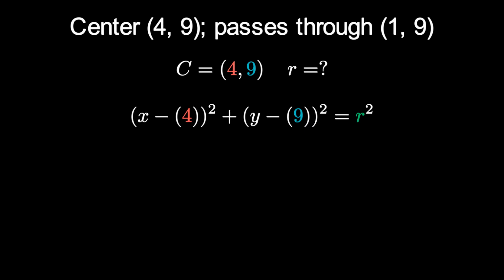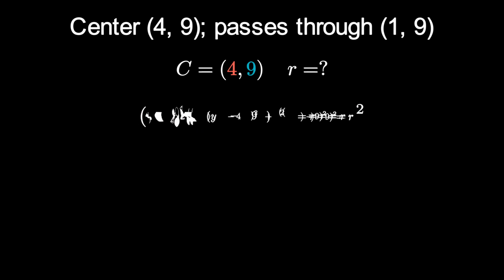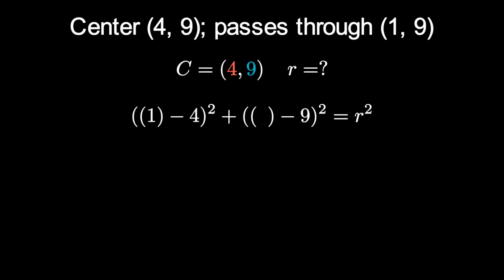So now we need to solve for r. In this case, they gave us a point on the circle, which is (1, 9). So we can plug that point into the x and y of this equation to help us solve for r. So we'll plug in the 1 into the x and the 9 into the y, and we'll get 1 minus 4 squared plus 9 minus 9 squared equal to r squared. And then we'll just continue to simplify. So when we do 1 minus 4, that'll give us -3 squared, and then 9 minus 9 is going to give us 0 squared equal to r squared. And then -3 squared is 9, and 0 squared is 0, equal to r squared.